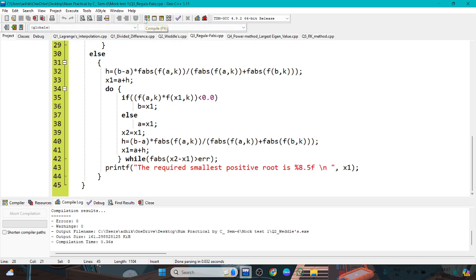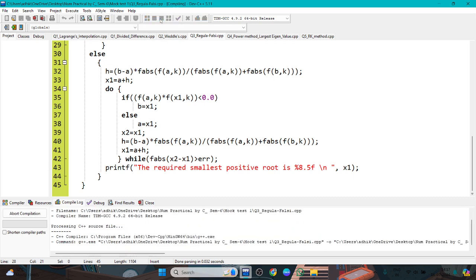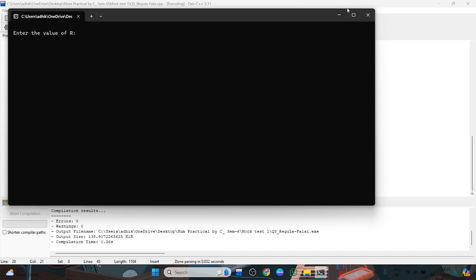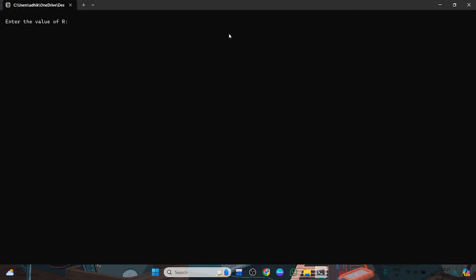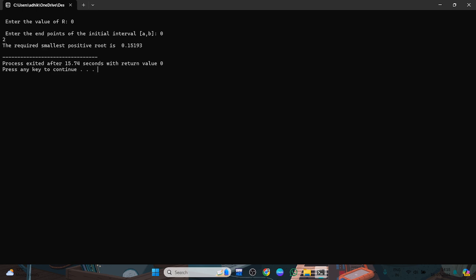First we compile, no error here. Next compile and run, and enter the value of r, say 0. Enter the endpoints of the initial interval a b. We put here 0 and next put here 2. Required smallest positive root is 0.15193.